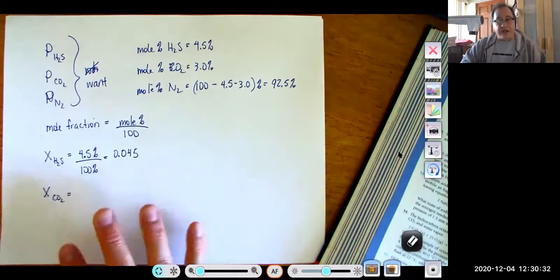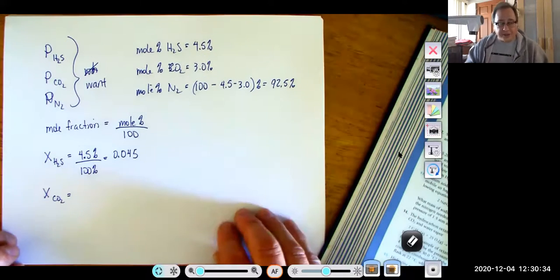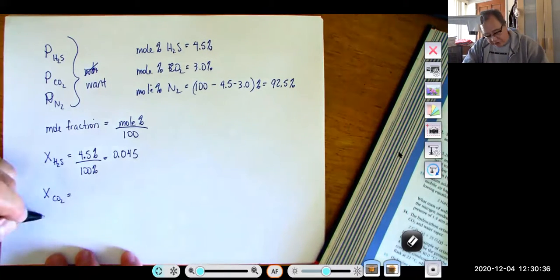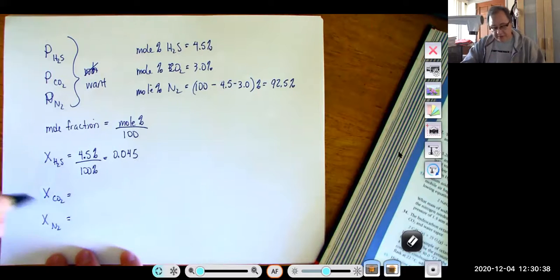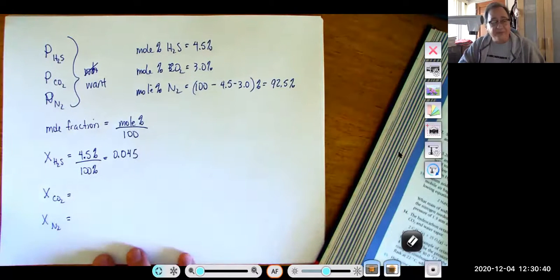What would the work look like? Go ahead and do the work. Give me a thumbs up when you're done. And do the same for N2. Calculate the mole fraction of each.